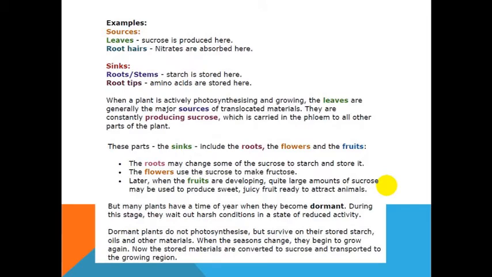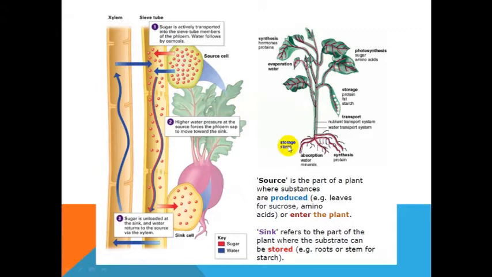So part 4, I'm going to continue with the examples of sources and sinks, and also how the different parts of the plant use sources and sinks to store or use glucose, nitrate, or amino acids that are translocated. Getting back from part 3, I stopped at the source and the sink.